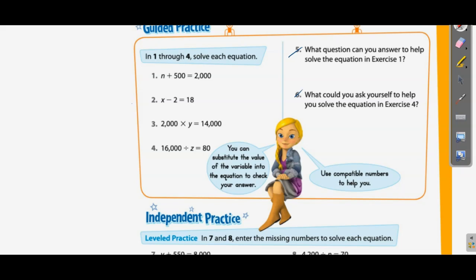So starting off with number 1, we have to solve for n, which is n plus 500 equals 2000. So I'm just going to draw a simple strip diagram for this one. Since 2000 is my total, I'm going to put 2000 in the total box. I'm going to draw two pieces. One piece is going to represent the letter n, the variable that I don't know, and the other piece is going to be 500, the piece that I do know. So now obviously I already know my total, so I can't add, so I'm going to be doing the opposite of addition, which would be subtraction for me to find the letter n.